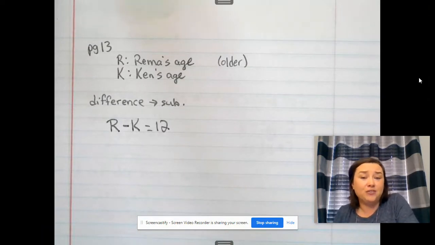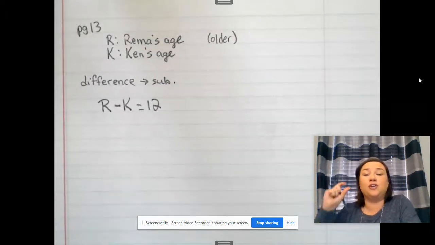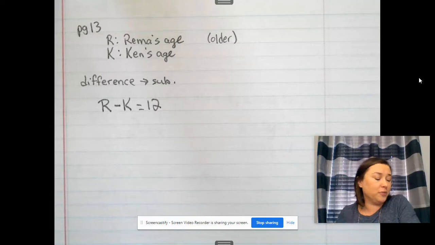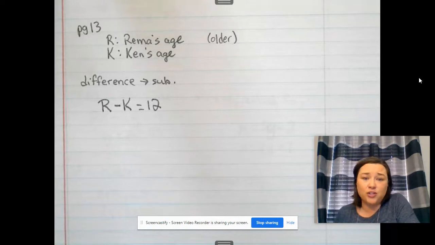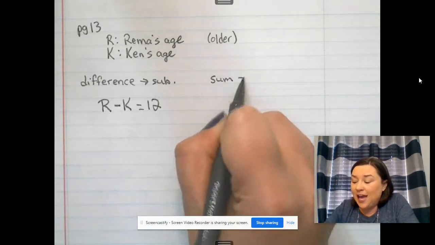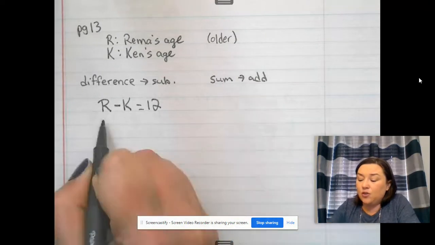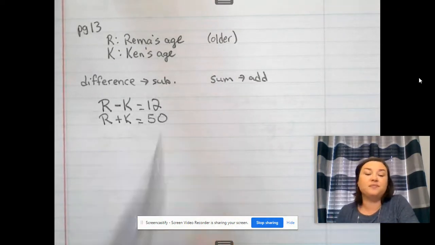If it had equaled negative 12, then we would have known it was K minus R. But the order matters for subtraction, and since we got a positive answer, we know they took a big number minus a smaller number. And then it says the sum of their ages is 50. When it says sum, the order does not matter. But remember, sum means add. So R plus K equals 50.